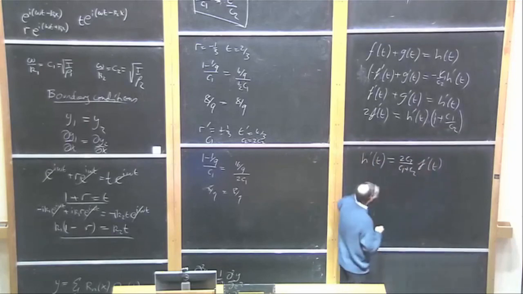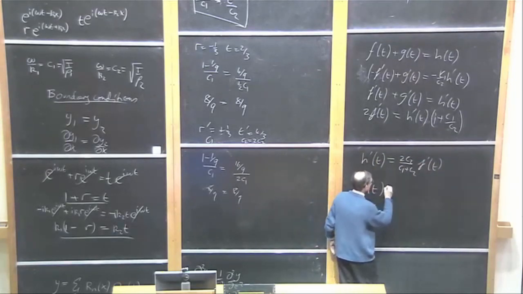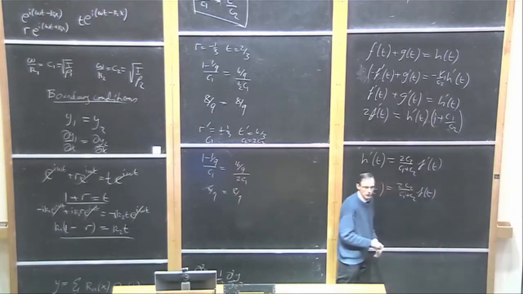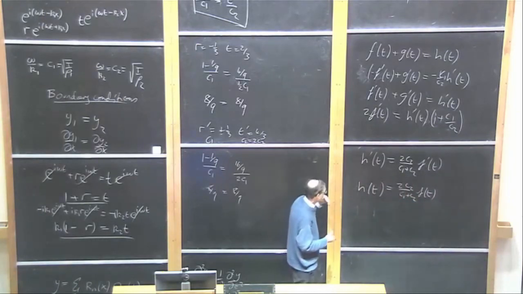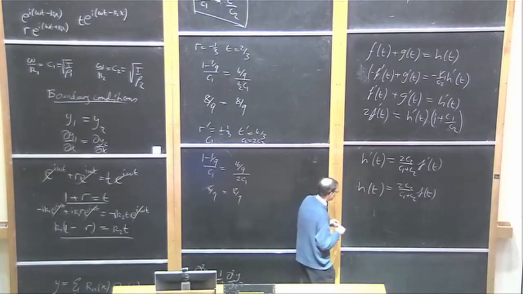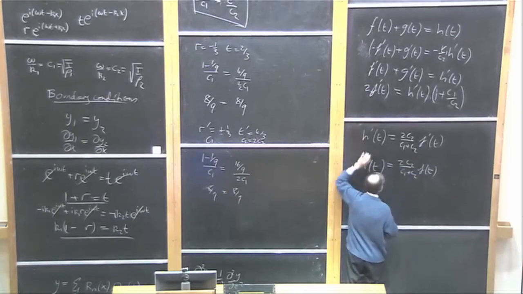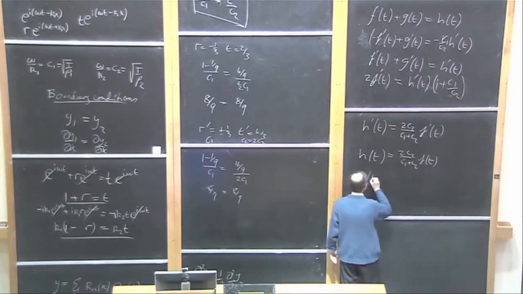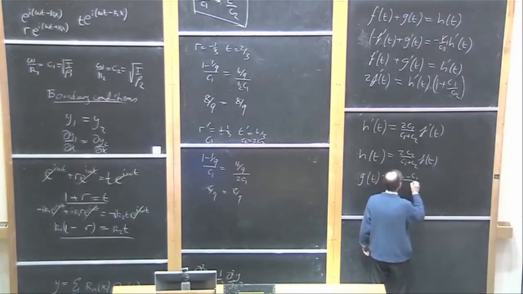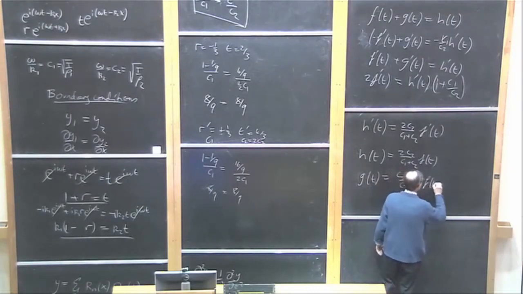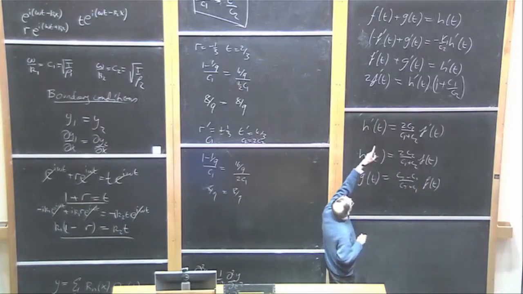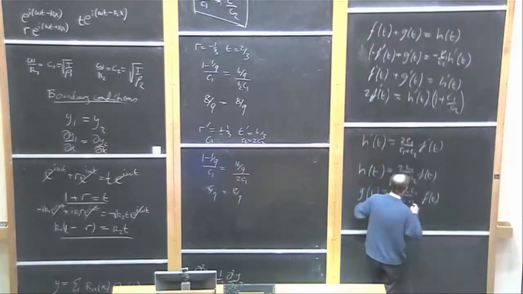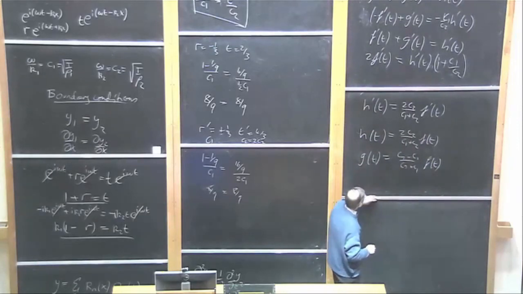f prime of t. And obviously I can integrate that to give h of t is 2c2 over c1 plus c2 f of t, potentially plus a constant. That constant is nothing to do with the input wave because it doesn't depend on f, so it's not really part of the solution. And similarly, if I did the other thing, I'd get g of t is c2 minus c1 over c2 plus c1 f of t. So if I now substitute h of t into that equation up there, I get g of t is h of t minus f of t, which is that minus 1 times f, which is that.